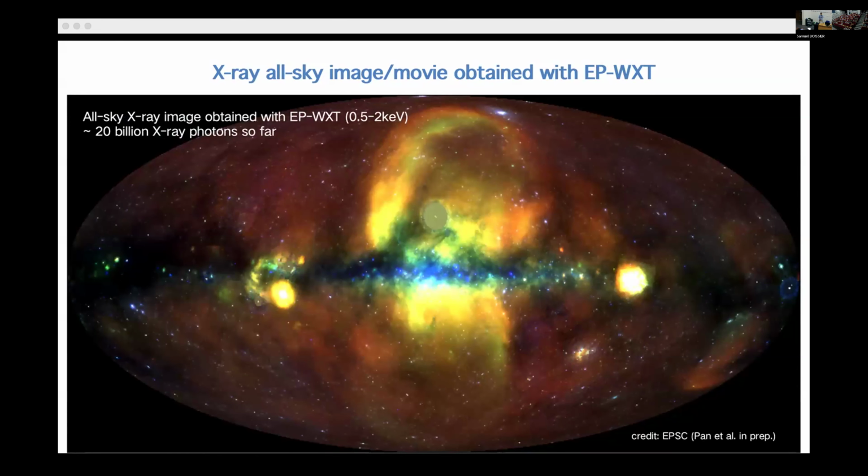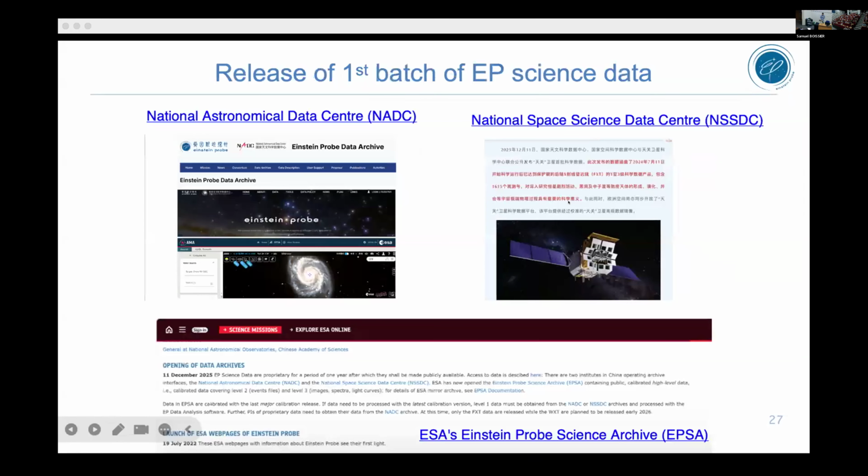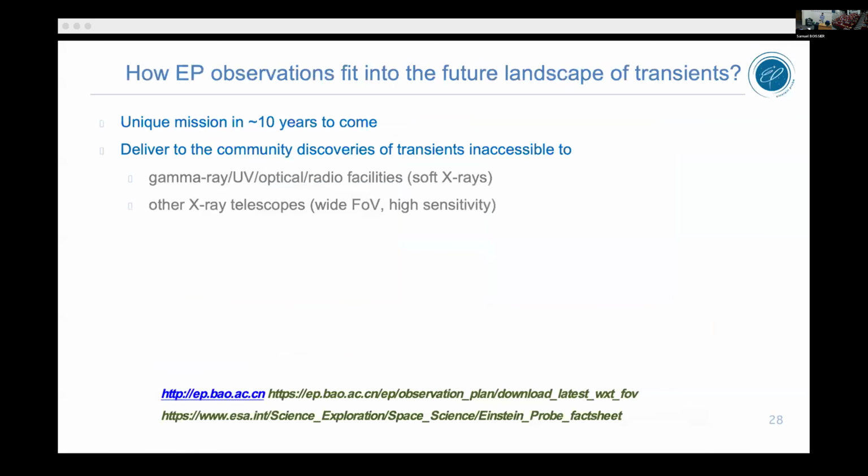And besides the individual case sources, because EP has a very wide field of view, we can get an all-sky soft X-ray image from EP. So we keep accumulating those data. And for data release, EP has released the first batch of data. You can check that at NADC, NSSDC in China, or ESA's EPSA. That only includes FXT data, the follow-up X-ray data, and the WXT data will come soon.